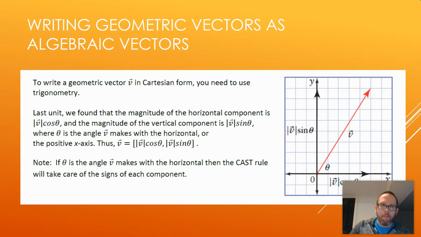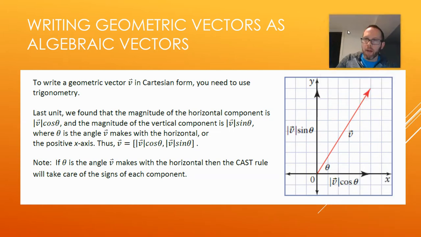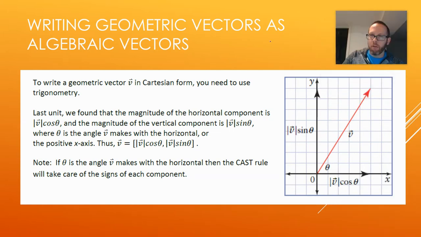Great. So the next thing we're going to do is show you guys how we can use algebraic vectors to solve problems that we classically did with geometric vectors, like a velocity problem with winds and currents and whatnot. We're going to take geometric vectors and write them as an algebraic vector or in Cartesian form. I'm going to use trigonometry.